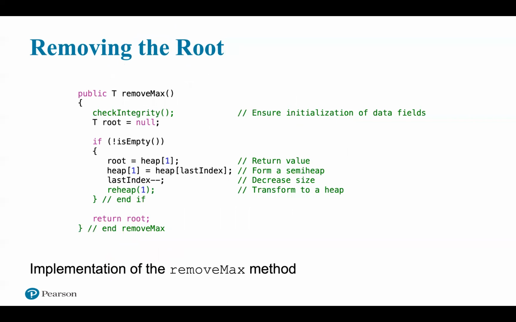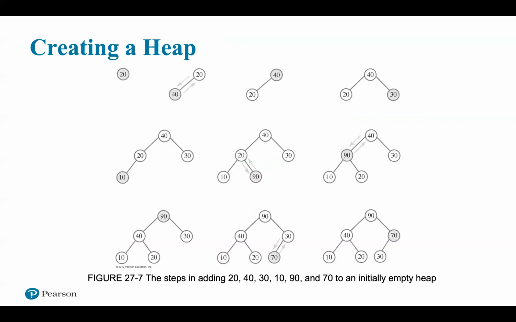For the method removeMax, the method replaces the heap root with the last leaf to form a semi-heap, like the one in figure 27.6a. The method then calls reheap to transform the semi-heap back into a heap. Thus, removeMax has the following implementation.